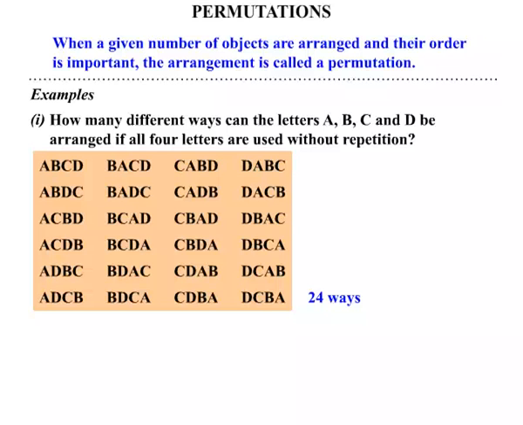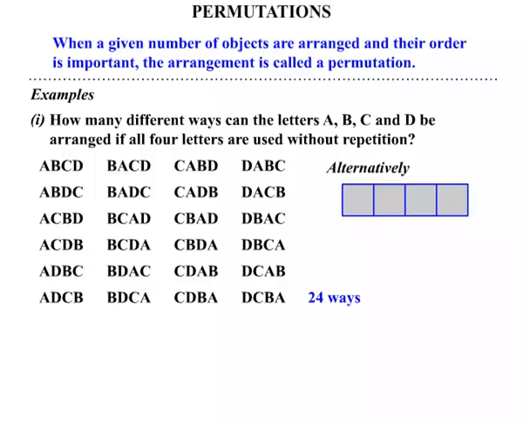Now, at this level, we want to be doing things a little bit quicker. So, alternatively, let's consider this way. There are four positions. Okay, there's four letters, so let's think of four positions. In that first position, there are four letters to choose from. So there are four ways of filling that first position. Now, once that position is filled, moving on to the next spot, well, there's only three letters left. So there's three ways of doing that.